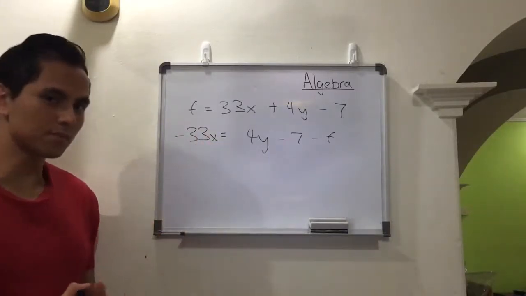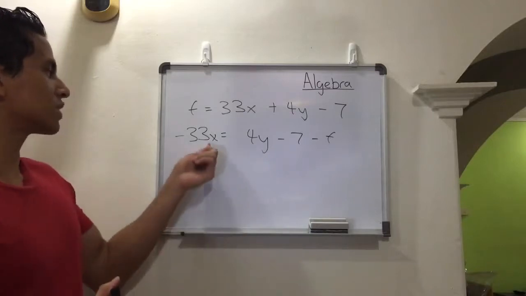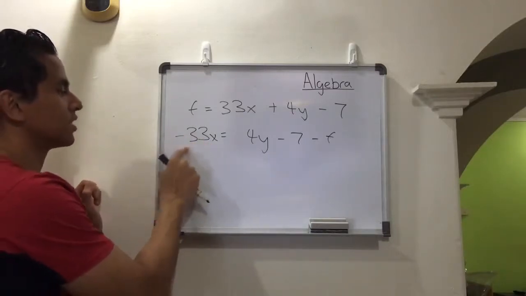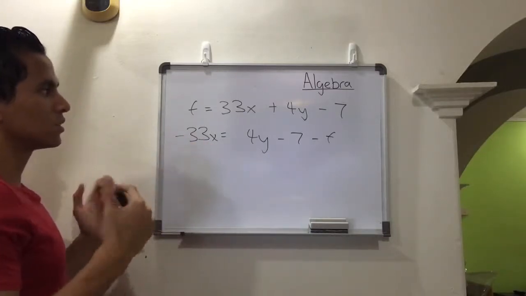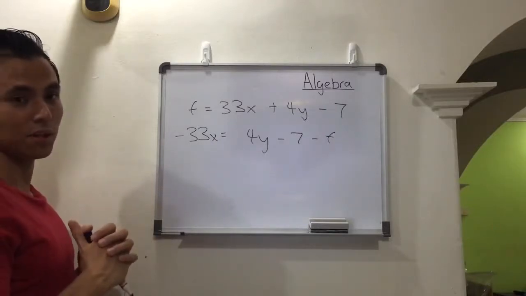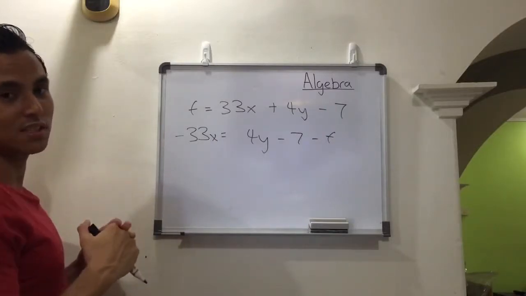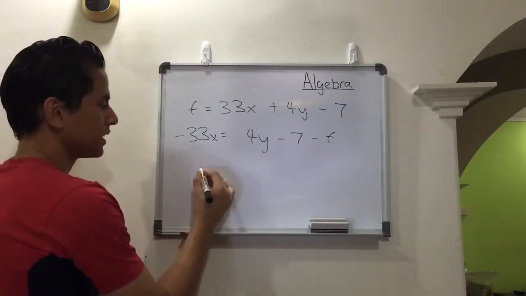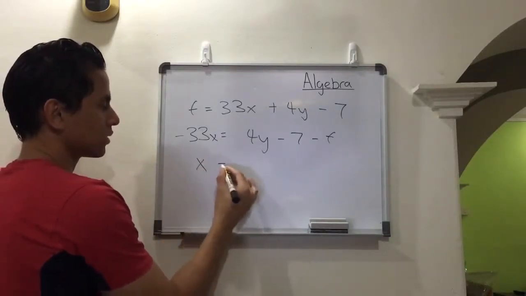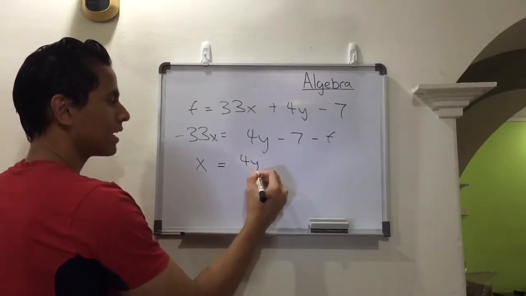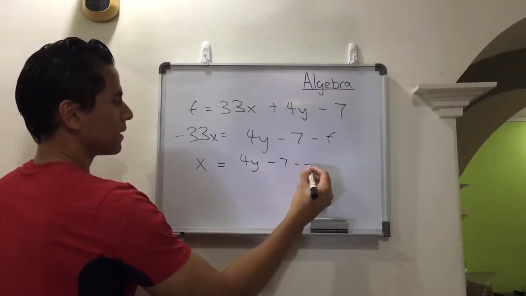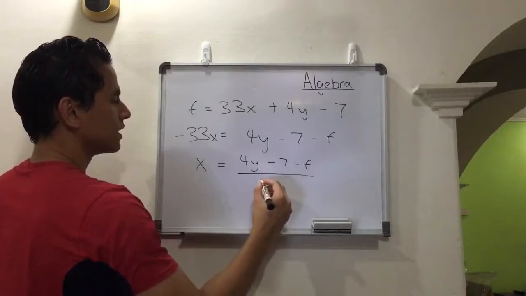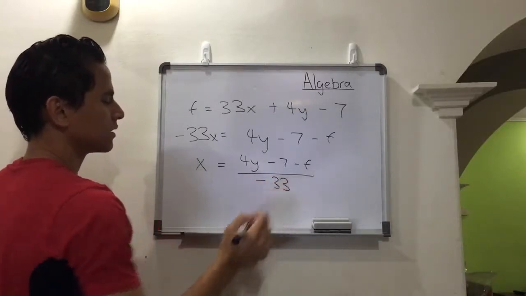Okay. So now, we want to isolate for x and we have this extra minus 33 here. So it is actually relatively simple. What we have to do is just divide by negative 33. Therefore, we can say our answer will be x equals 4y minus 7 minus f, over negative 33.